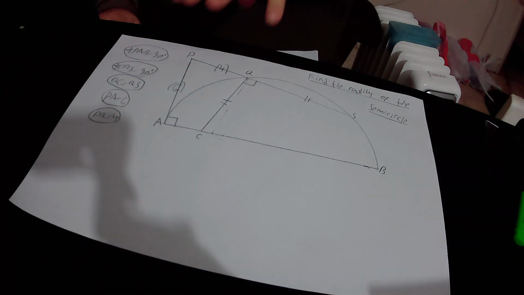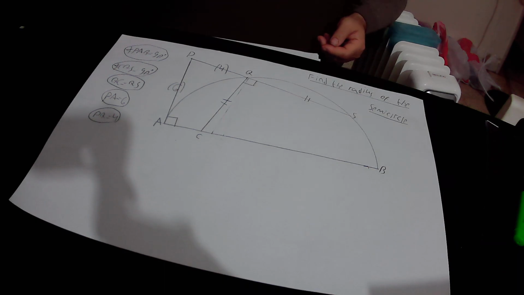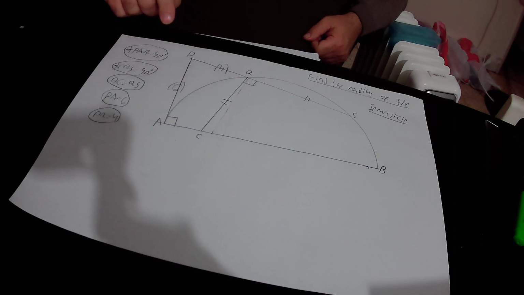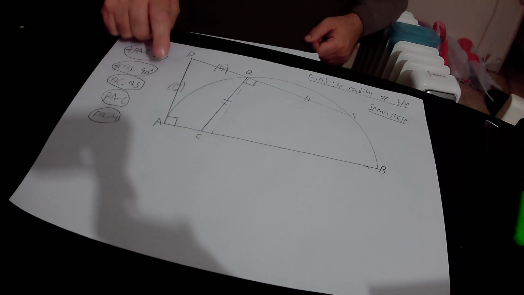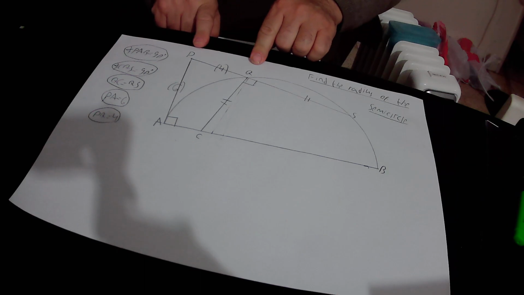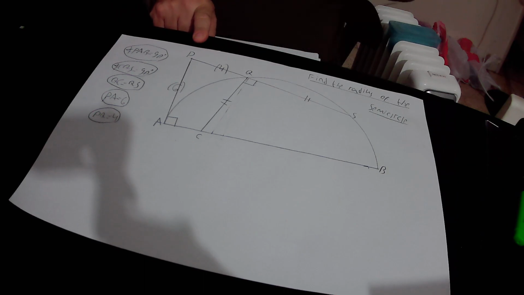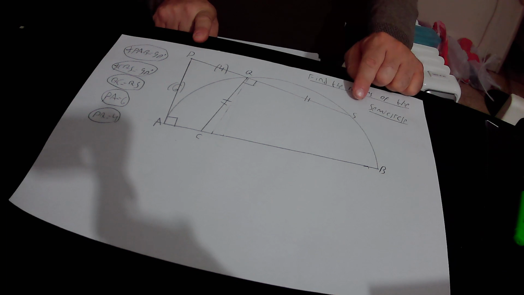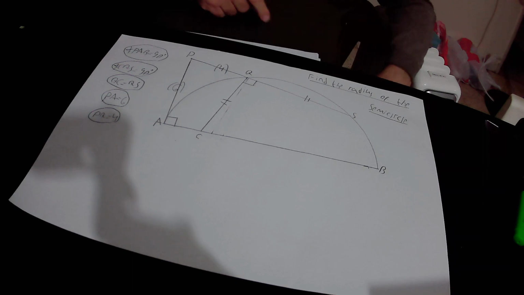In this lecture I'll find out the radius of the semicircle. In the drawing we have a semicircle. We also know that line segment PA is tangent to this semicircle at point A. In addition, we know that line segment PA equals 6 units in length. Line segment PQ equals 4 units. And also line segment PS cuts the semicircle at points Q and S.